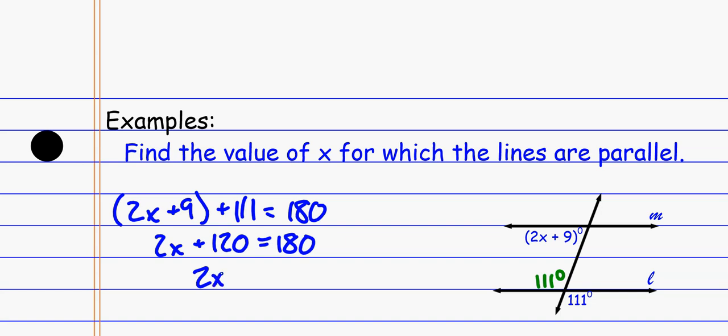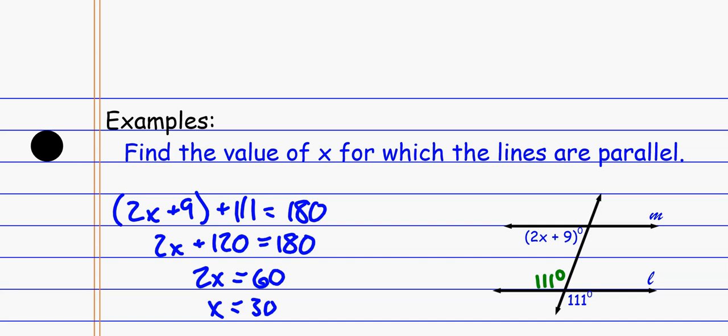I subtract that 120 from each side, and I divide by 2. So I get x equals 30. But the only difference here is before I would say x definitely equals 30. Now I say if x equals 30, then the lines would be parallel. All right? It's the same thing, but now we're solving it in a hypothetical situation, which is really the big difference.